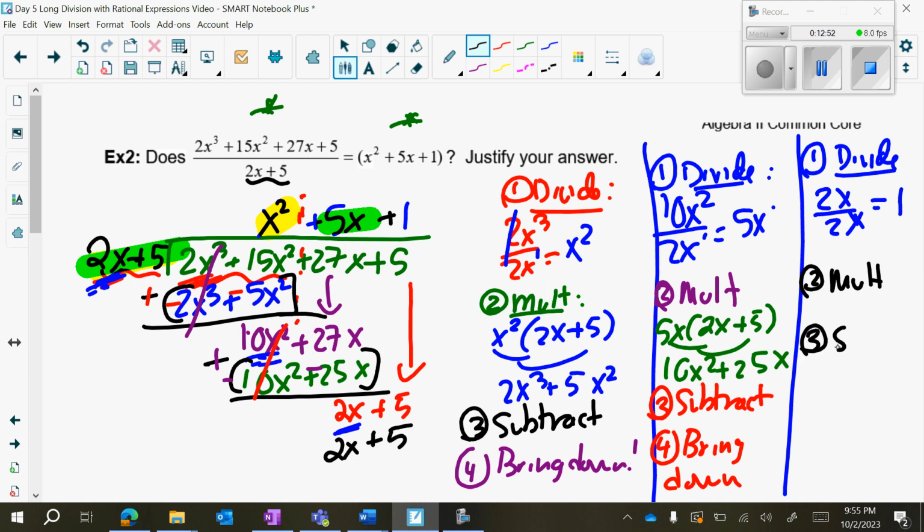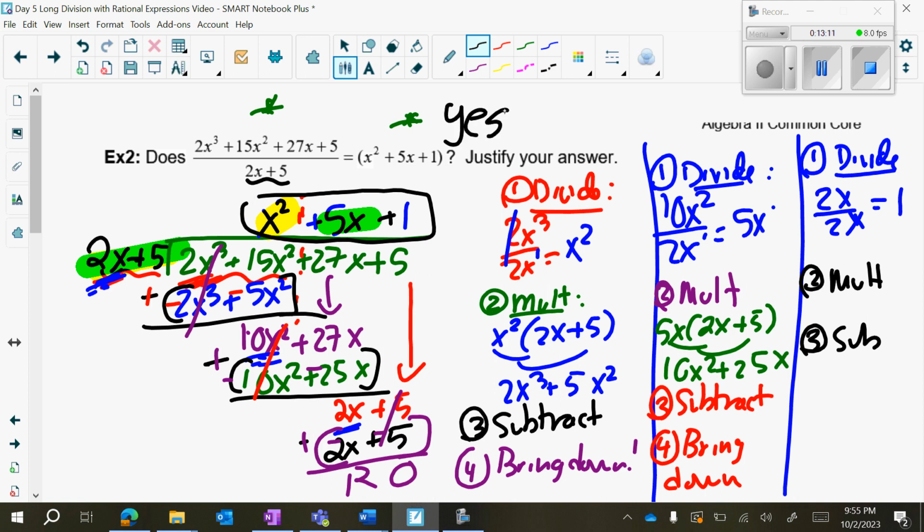Subtract. Oh, they're the same, so we're going to end up getting 0. And that's the remainder, and we're done. So our final answer is, for our quotient, x squared plus 5x plus 1. So it says, does this side equal that? And the answer is yes. We have to answer yes or no. Yes, they are equal because we just showed it.